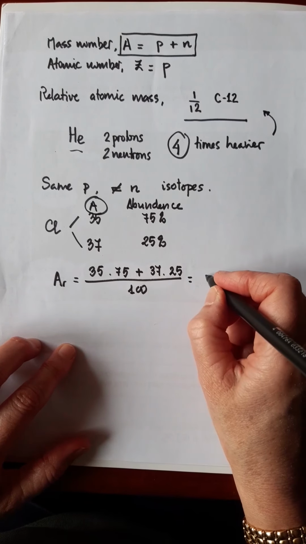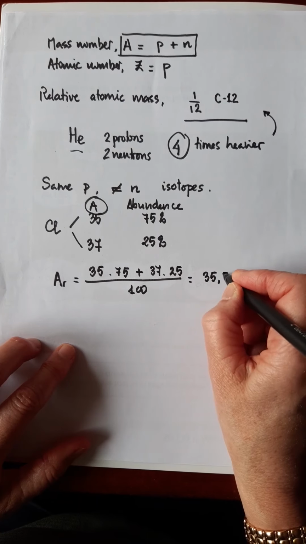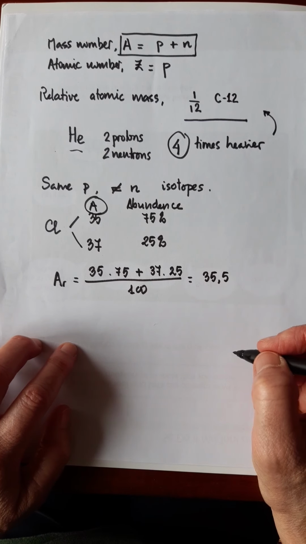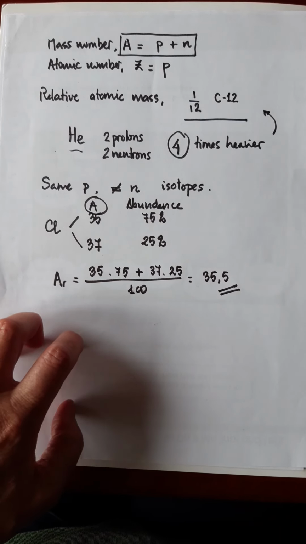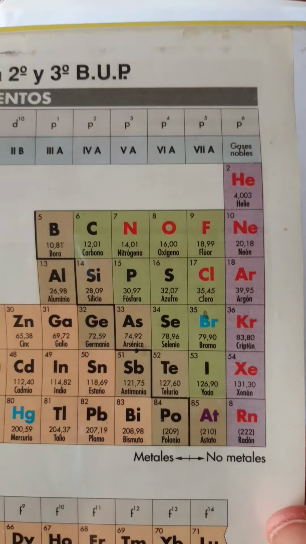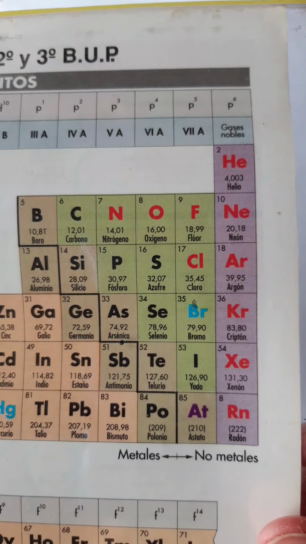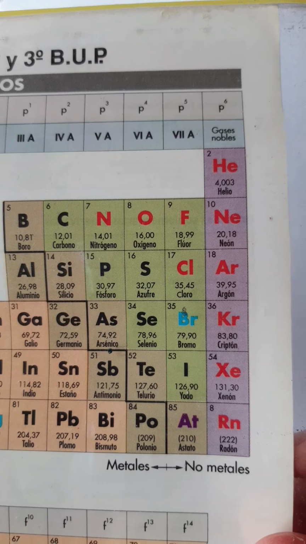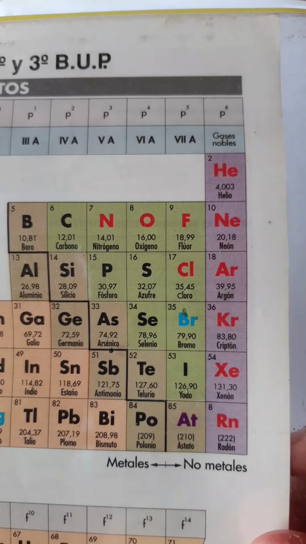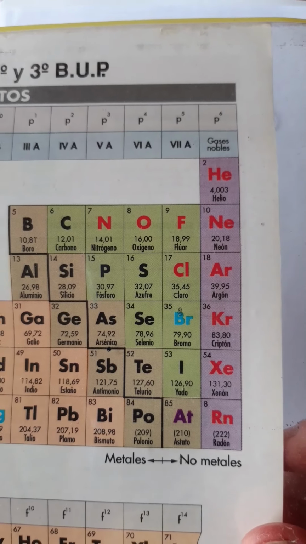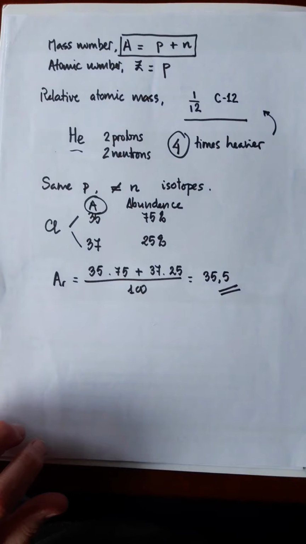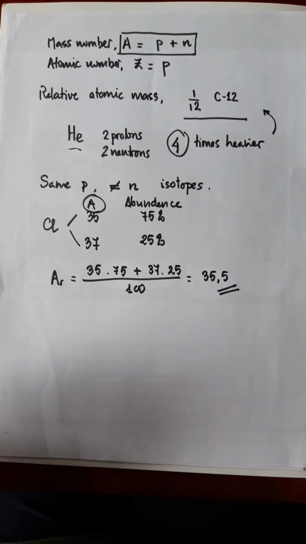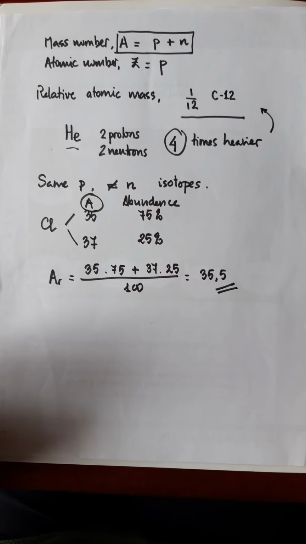So we find that the relative atomic mass for chlorine on the whole is 35.5. It depends on how many decimals we take. As you can see, chlorine in this periodic table is 35.45. But rounding the number is 35.5. So this is the review of Unit 4.